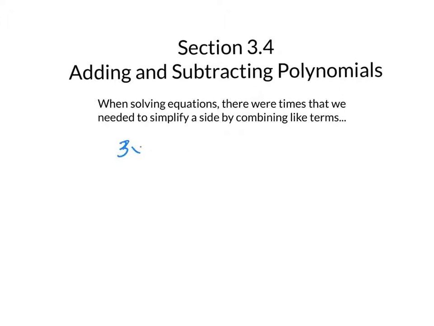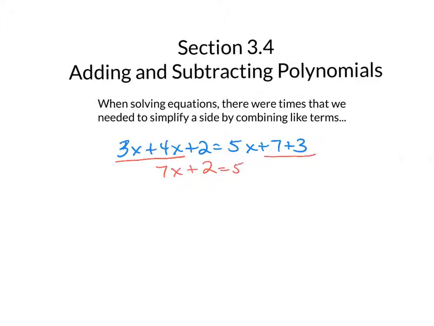If I have 3x plus 4x plus 2 equal to 5x plus 7 plus 3, the very first thing to do in order to solve that is to combine any like terms. 3x plus 4x is equal to 7x, so on the left-hand side I have 7x plus 2. 7 plus 3 are constants on the right-hand side, so on the right-hand side I have 5x plus 10.